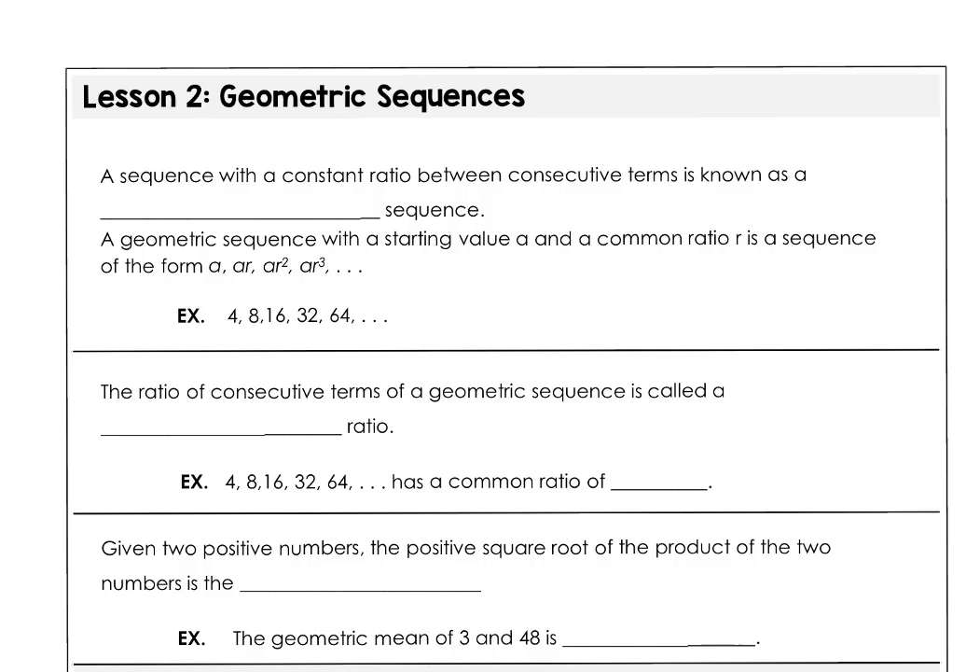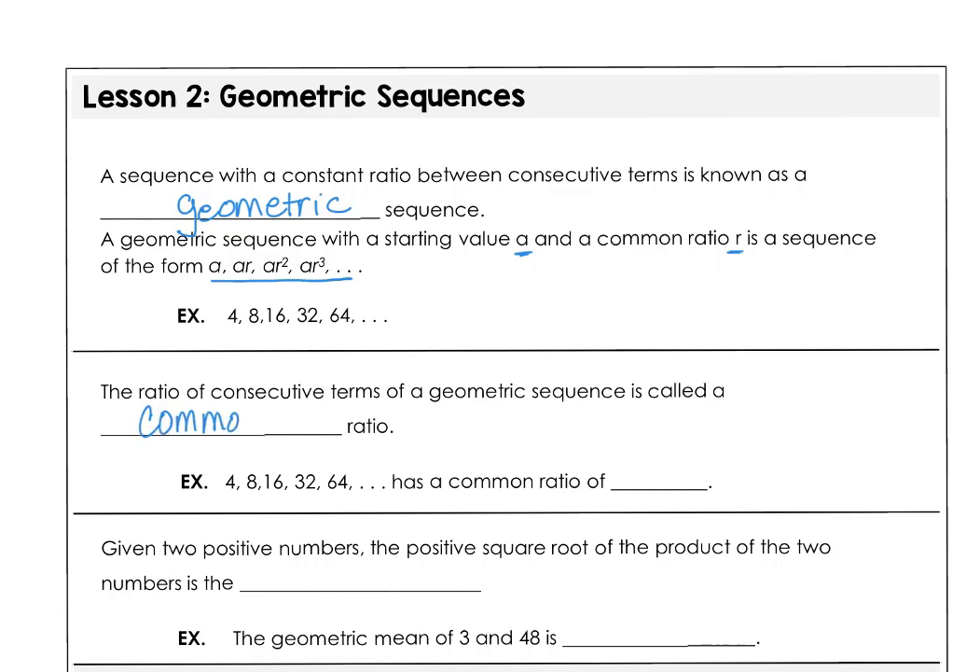In Lesson 2, we're going to look at geometric sequences. A sequence with a constant ratio between consecutive terms is what we're going to call a geometric sequence. A geometric sequence with a starting value a and a common ratio r is a sequence of this form: a, ar, ar squared, and so forth. The ratio of consecutive terms of a geometric sequence is called a common ratio.